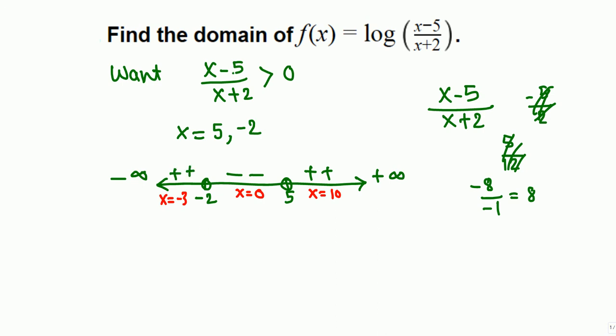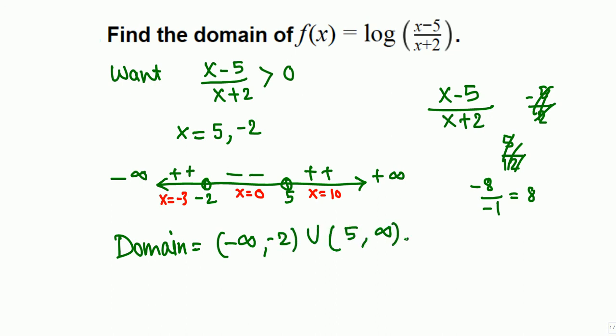So this fraction is positive, that means bigger than 0, on this interval and on this interval. So the domain of this logarithmic function is negative infinity through -2, and 5 through positive infinity. Final.